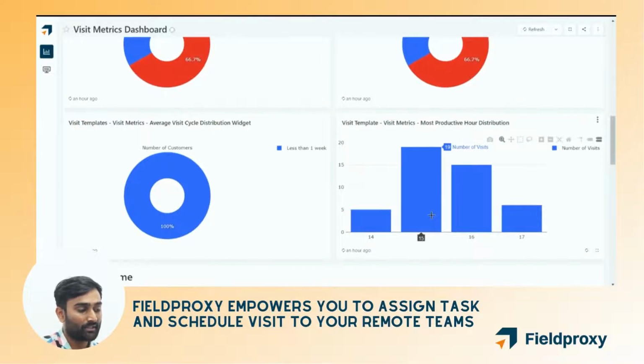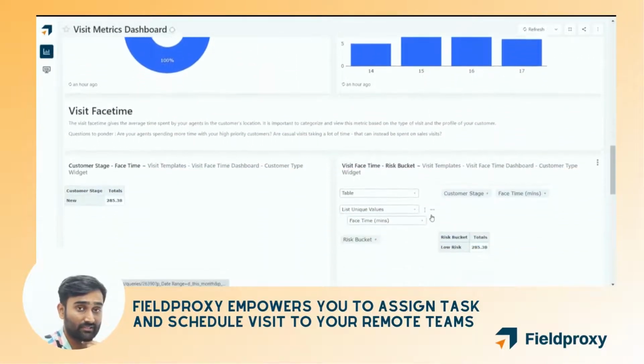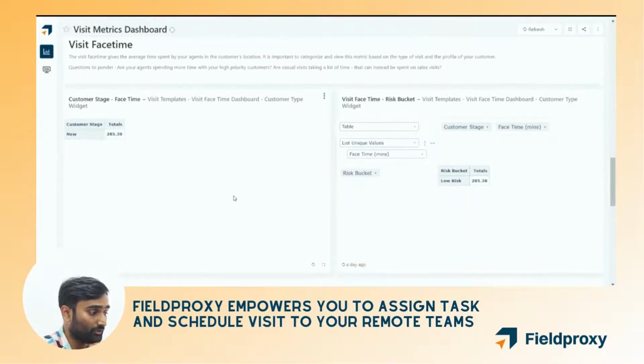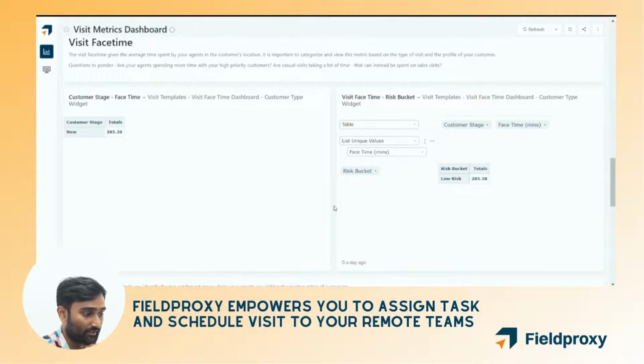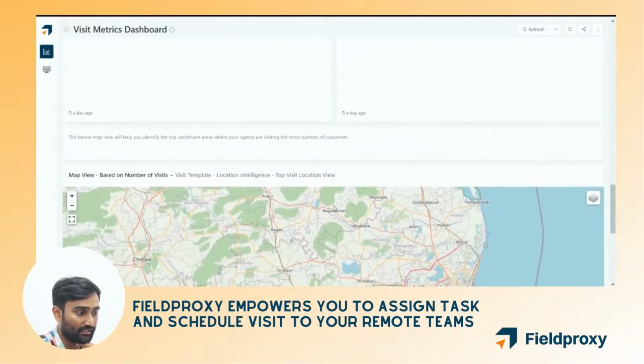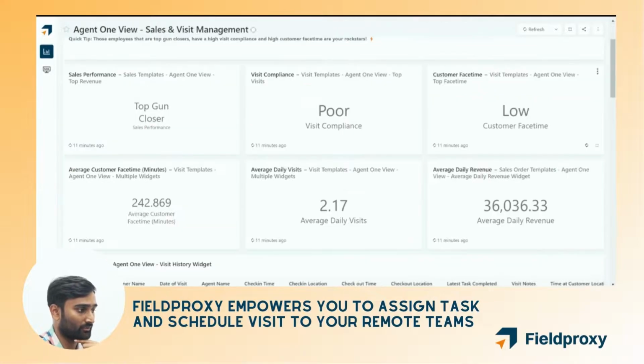You can see more metrics going further down, like what the most productive hour is. So 15, that is 3 p.m., seems to be the most productive hour, where your agents are doing 19 visits on the whole. This data is also provided for you. Then you can also see how many new customers are coming in, what is in the risk bucket, what the total is, and what the different locations your customers are currently at, on a broader scale.